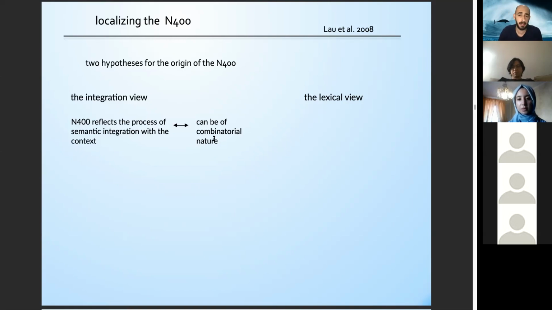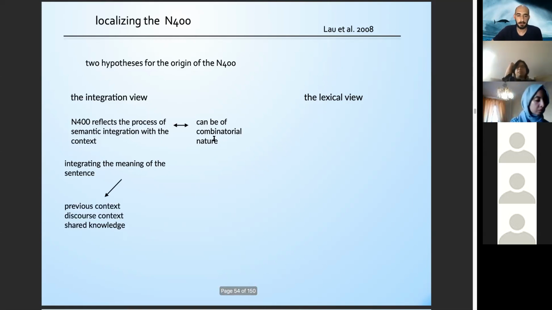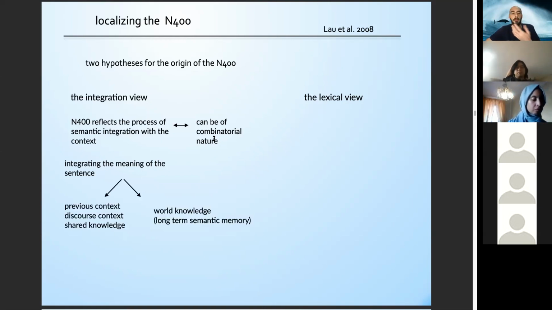But then it can also be combinatorial in nature. Remember the Dutch trains that are sour, right? You combine sour with train. It's not impossible to combine, but it doesn't make a lot of sense, right? Yeah, so previous context, discourse context, shared knowledge or word knowledge about your content words that is retrieved from the long-term semantic memory.